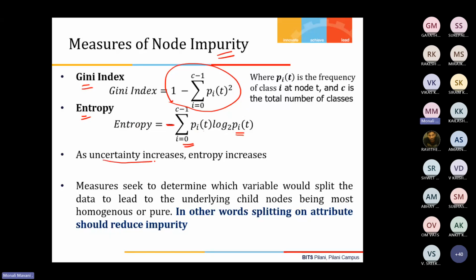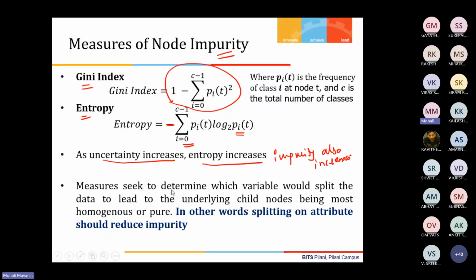As the uncertainty increases, our entropy also increases. Entropy is a measure of impurity. So if entropy increases, that means impurity also increases.